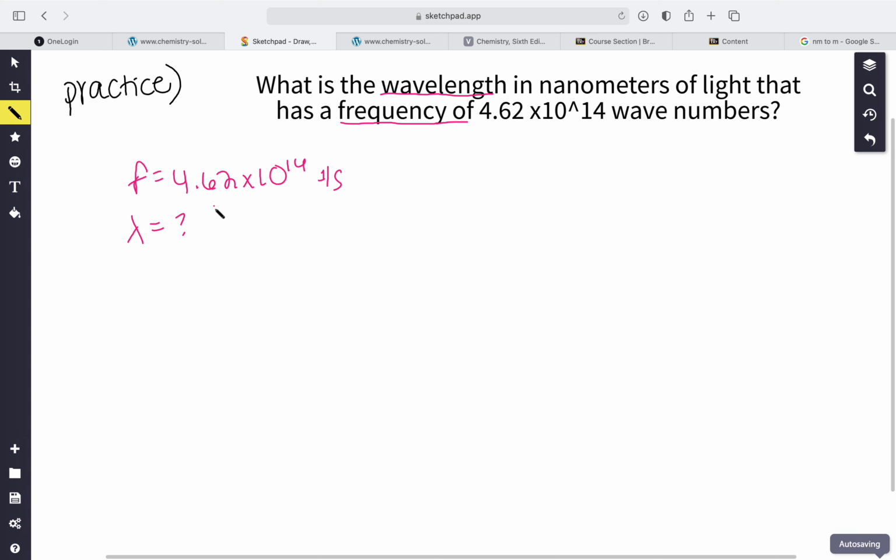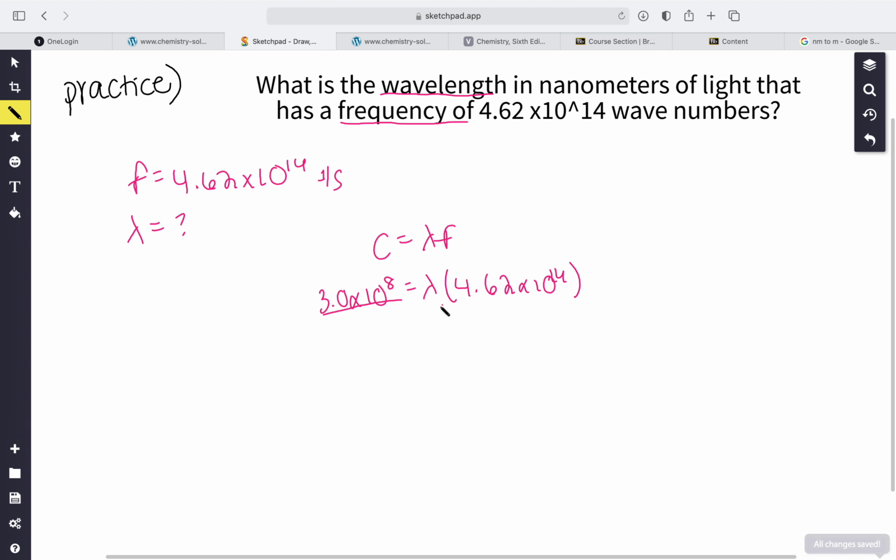So then I know this is what I'm looking for, right? The equation that we have to help us with that is C is equal to lambda F. The reason I feel like this one is going to give us what we want is because we know the constant C, so we don't have to worry about that. We're looking for lambda and we have F. So because we have F and we have C, we can find lambda. So let's do that. 3.0 times 10 to the 8th is equal to lambda, because that's what we're finding, times F, which is 4.62 times 10 to the 14th.